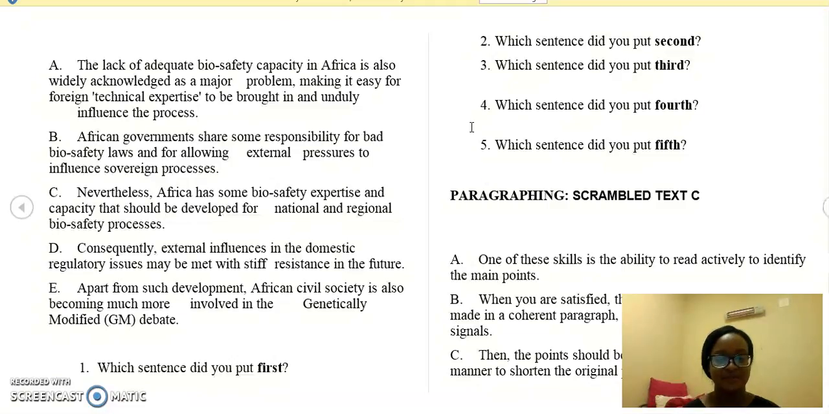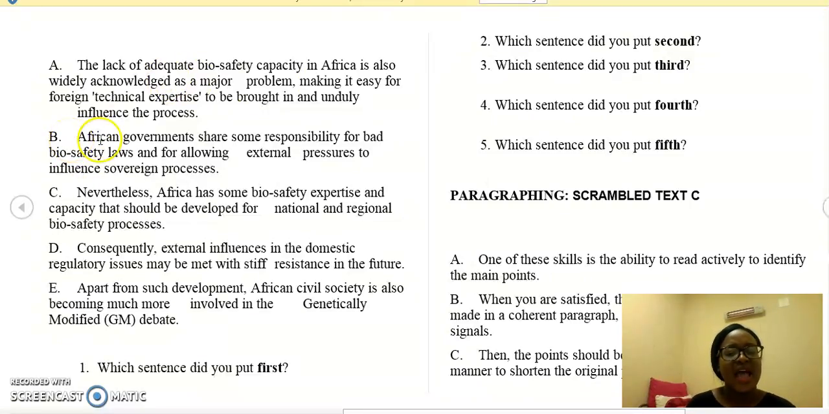This is very interesting. Which sentence did you put first? Looking at the first few words of each sentence, A says the lack of adequate biosafety capacity in Africa is also widely acknowledged as a major problem. No, no, we know it talks about biosafety, but what's biosafety? What could it be? It could be chemicals, it could be law, it could be regulations. We don't know. It does not give us an idea.